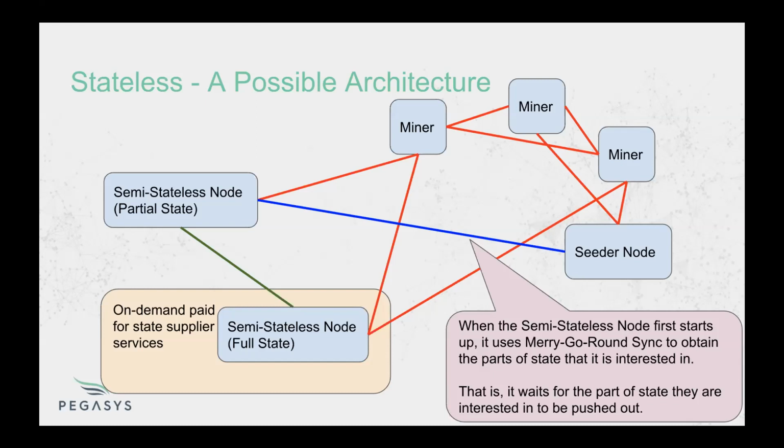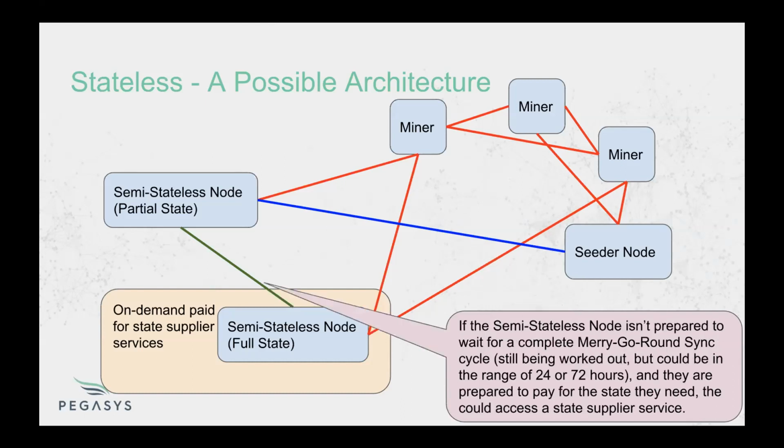And so you could listen to that whole state tree and just capture the parts of the state that you're interested in. Though that would require you to wait, say, 24 or maybe 48 or maybe 72 hours listening to the whole state fly past. An alternative would be that you could pay someone to give you the state that you're interested in. At the moment, we've got gateways such as Infura, and you could imagine those sorts of services could also be state providers.